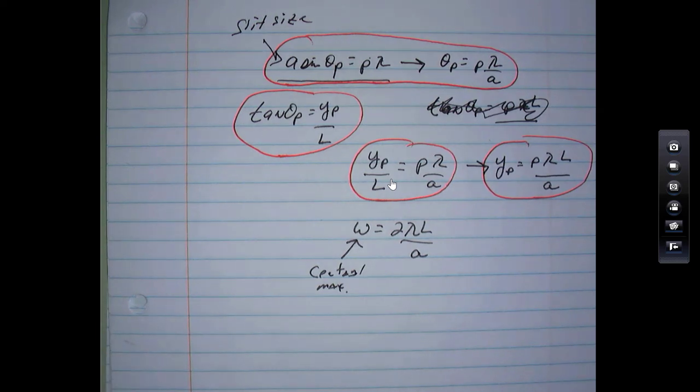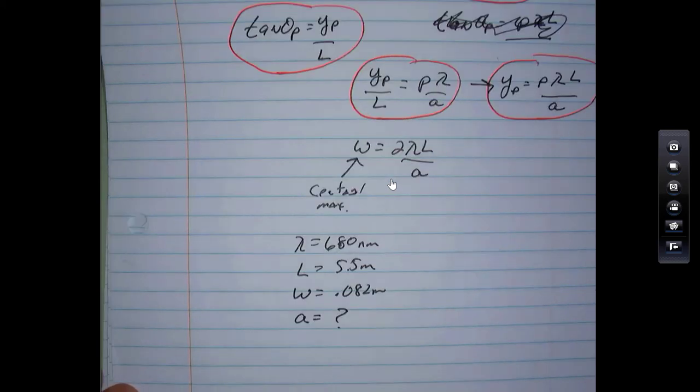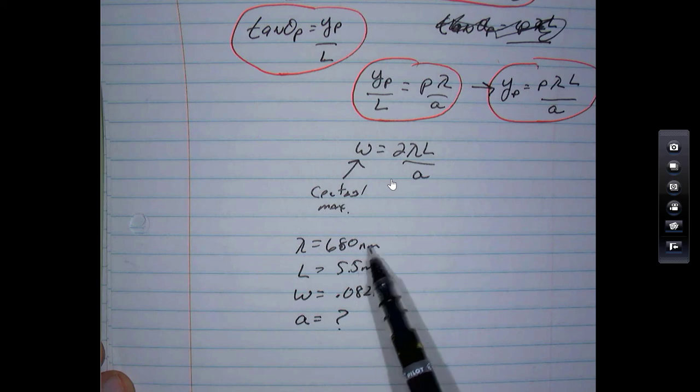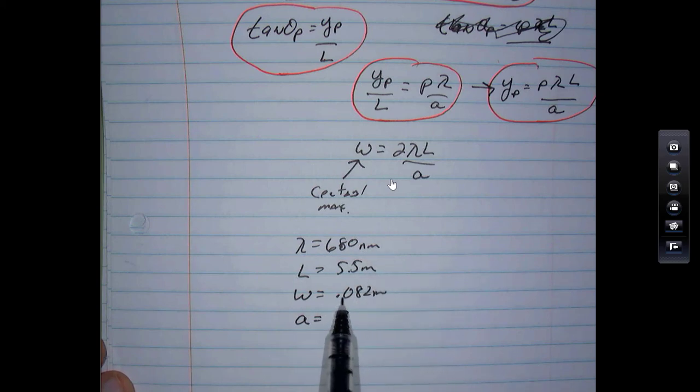Let's see how we could apply that to this specific problem. Okay, so this was again the professor cut a slit in a piece of foil, got a diffraction pattern. The pattern's 5.5 meters away. The width of the central maximum is 0.082 meters. How wide is the actual slit?